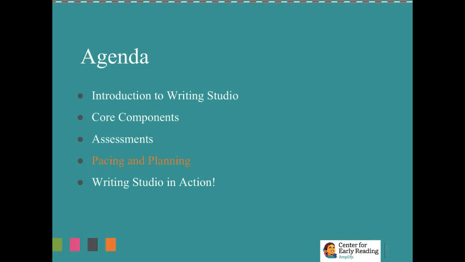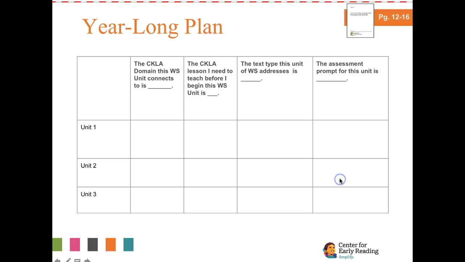So we've now covered an overview of Writing Studio. We've talked about the core components or materials that come with the program, and we've dug deeper into assessments. That leaves one more piece of the puzzle before we dig into Writing Studio's content, and that's pacing and planning. As mentioned earlier, Writing Studio directly correlates with your CKLA instruction and the domain content being covered in your grade. Let's look a little closer at how that works.